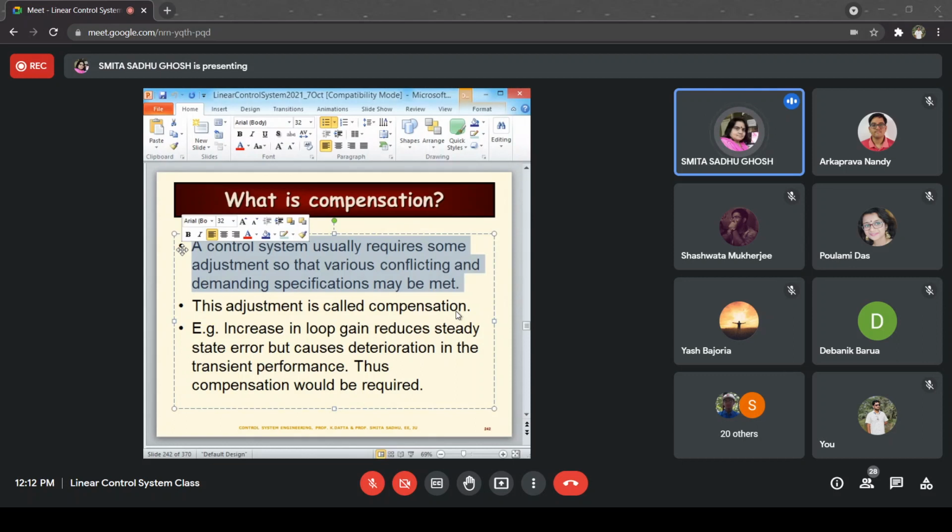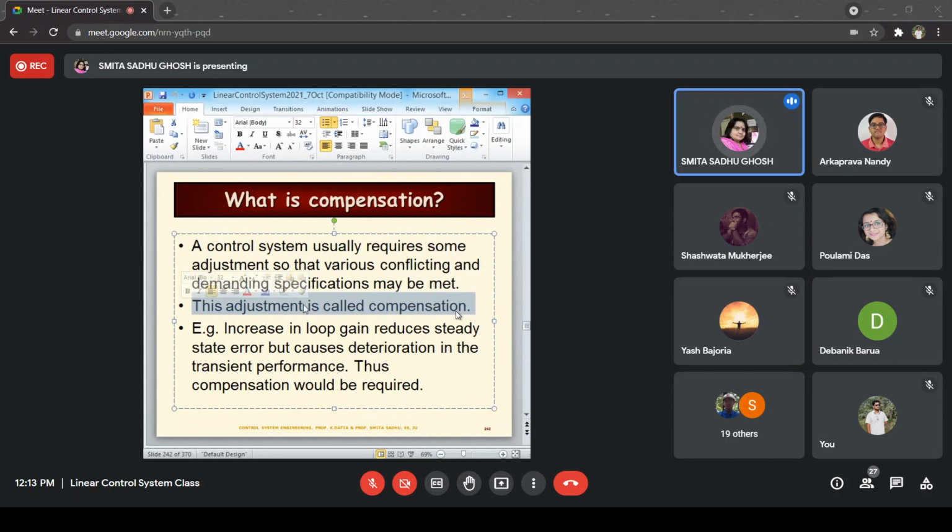either in the form of physical components or in the form of some sort of software, or whatever be the nature of such components. Basically, these are used to enable the system to meet the conflicting or demanding specifications. So such adjustment is called compensation, right?